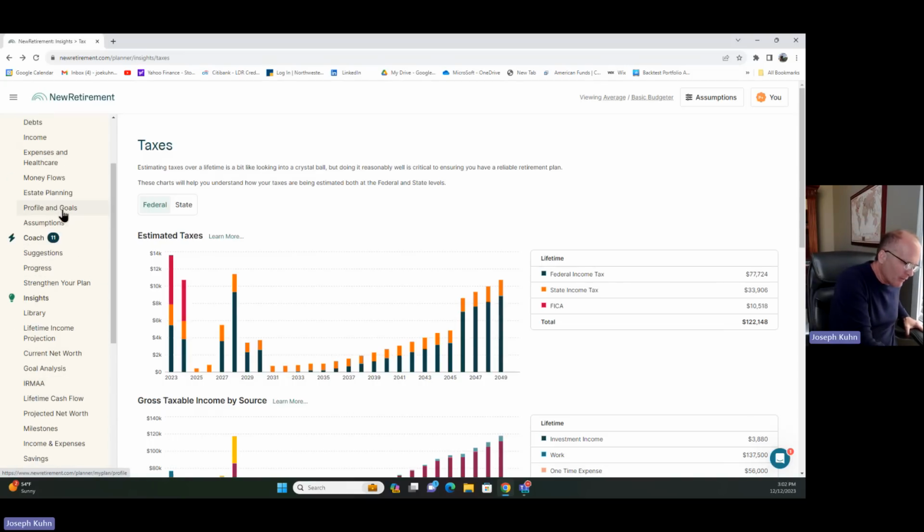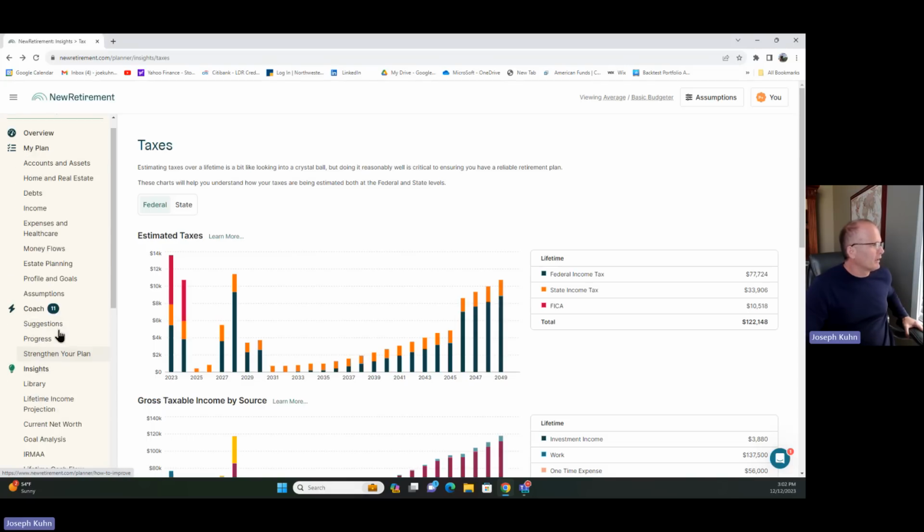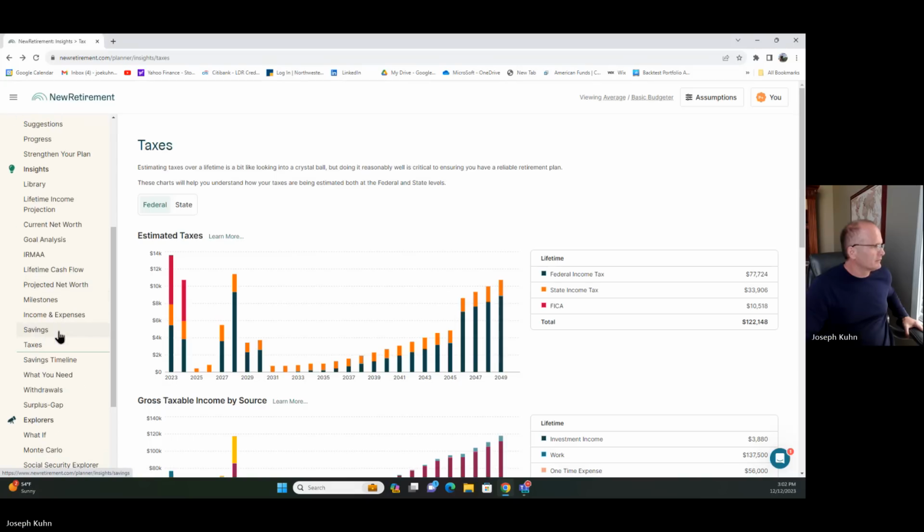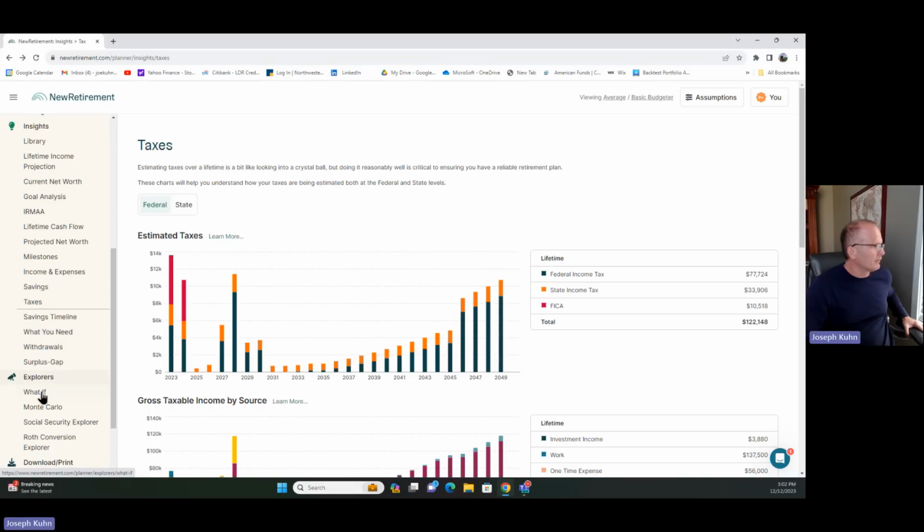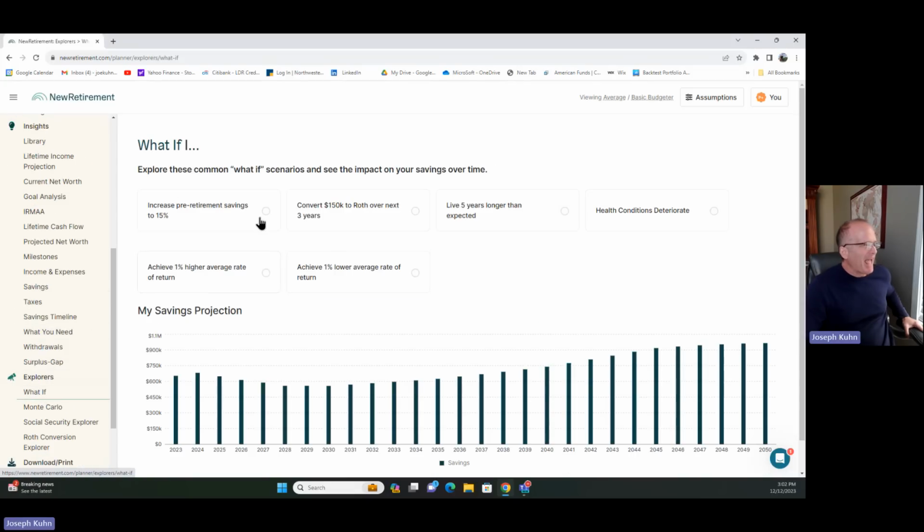So I reviewed just a simple change from 64 taking Social Security to 67. You could do the same things with Roth conversions. You can do the same thing with changing interest rates. There's actually a pretty simple tool here. Where's it at? It's called What If. Where's that at? What if? Okay, simple one.